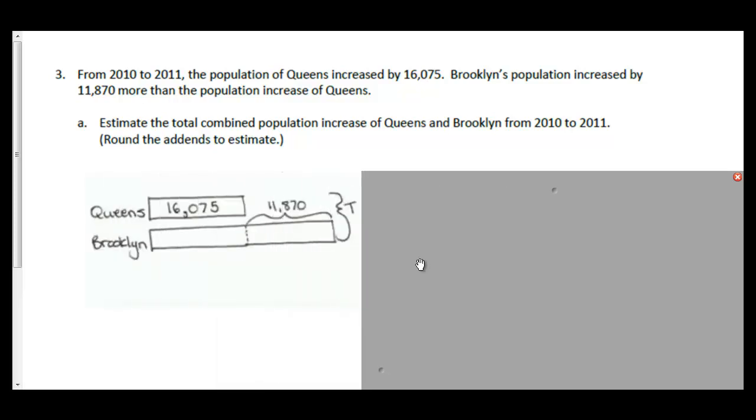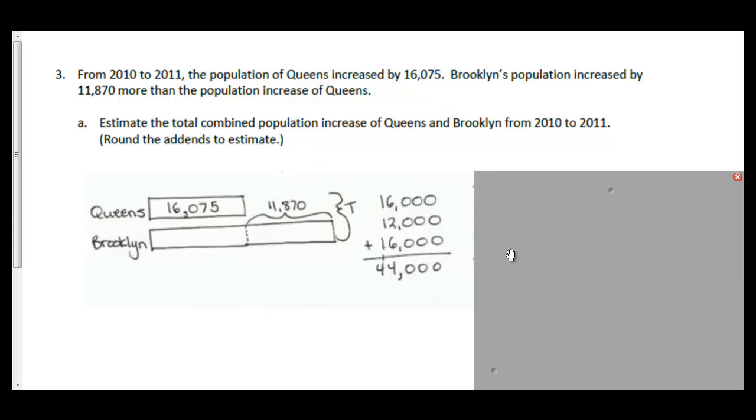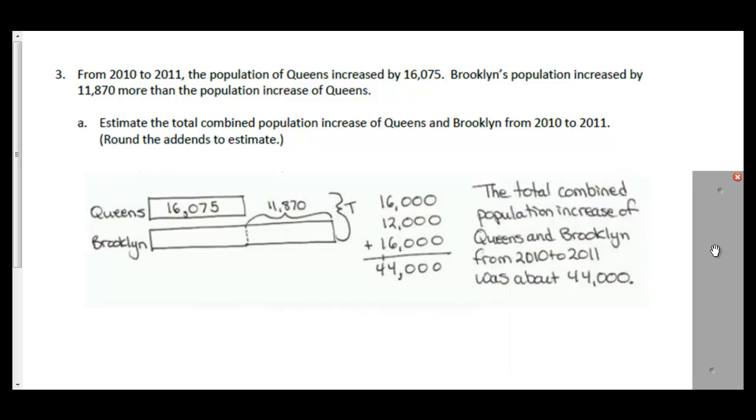Okay, so this is one example of the way that you could have drawn your tape diagram. Here's the population of Queens, and here's the population of Brooklyn. It has the same increase as Queens, but it also has an additional 11,870. So it wants to know what is the total population increase of Queens and Brooklyn. Again, we are only estimating. So I estimated 16,075 to 16,000, and then I estimated 11,870 to 12,000, and then I kept the 16,000 right here. So the total would be 44,000. So my sentence was the total combined population increase of Queens and Brooklyn from 2010 to 2011 was about 44,000.